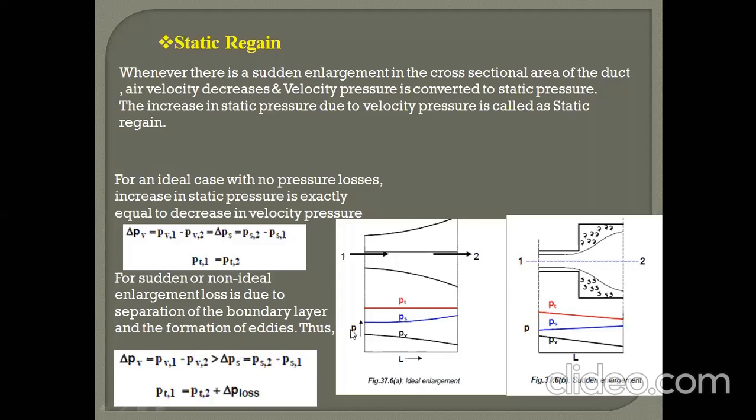But sudden enlargements are also called non-ideal enlargements, due to separation of the boundary layer and formation of eddies, as shown here. You can observe eddies at the corner. The static pressure is not equal to the velocity pressure drop, and as shown here, the total pressure Pt drops. Okay, and static Ps increases and Pv decreases. Such cases are called non-ideal enlargement, where Pt1 is equal to Pt2 plus this delta P loss. Okay, this is the concept of static regain.